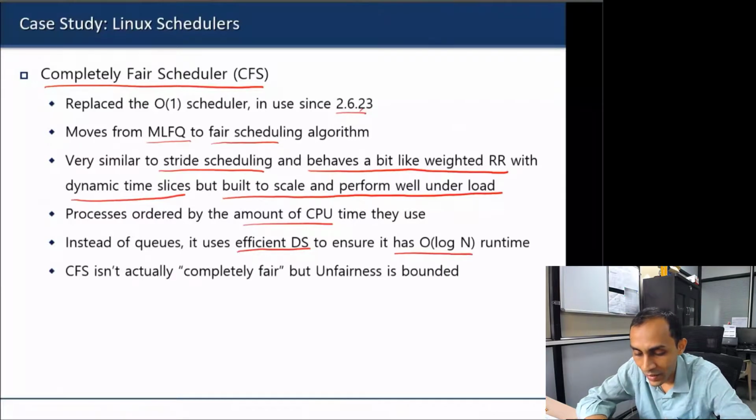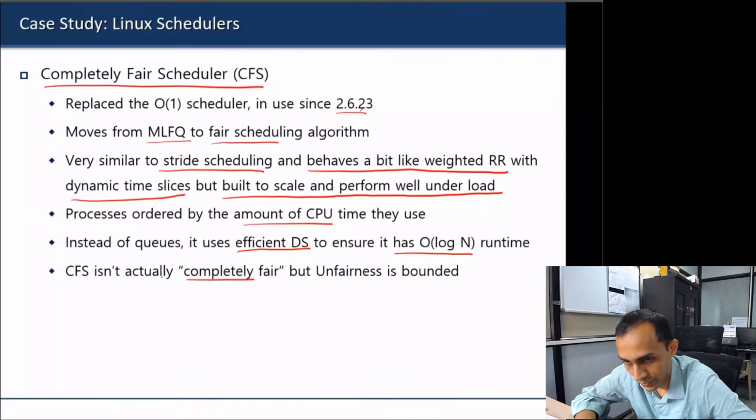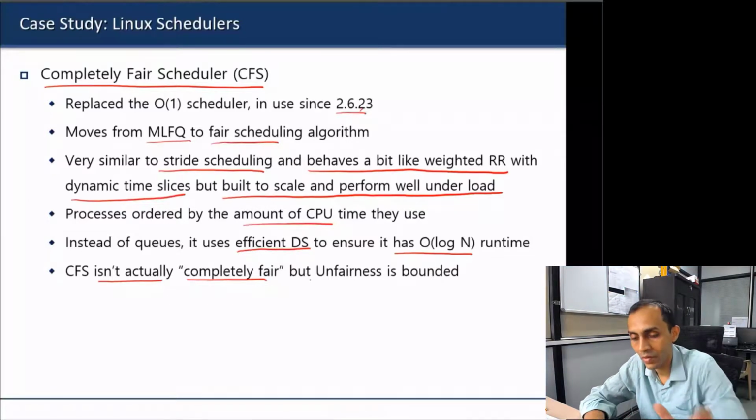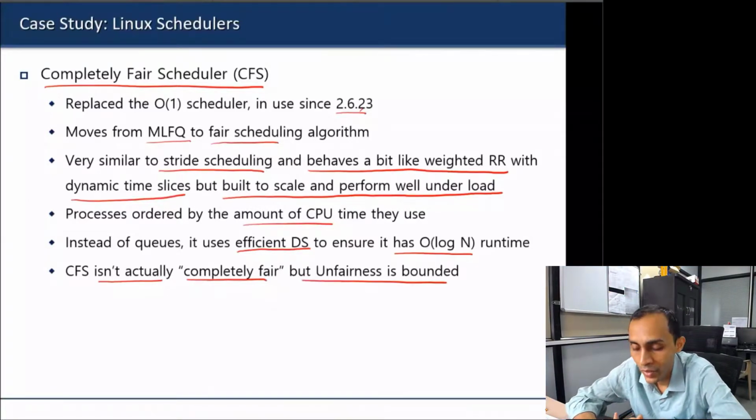But the name is slightly confusing. It says completely fair scheduler, but it isn't actually a completely fair scheduler. It does not guarantee fairness deterministically, as would happen in a normal stride scheduling algorithm. But unfairness is bounded more or less on a smaller time window. The fairness may not be exactly complete, but as you increase the window, the fairness is guaranteed. So there is a short bound on the unfairness.